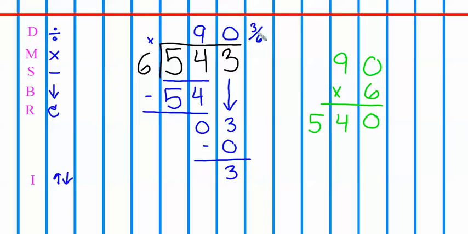Finally, we need to take our remainder of 3 and add it back to the answer. 540 plus 3 is 543. This number matches our number in the dividend, which is a good thing because that proves our answer is correct. 543 divided by 6 is 90 and 3/6.